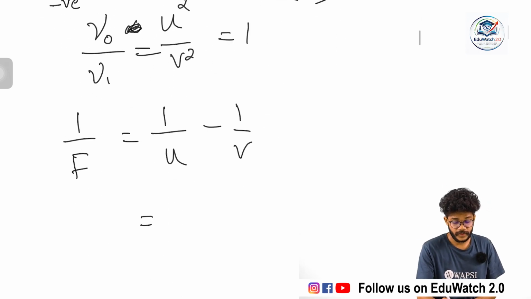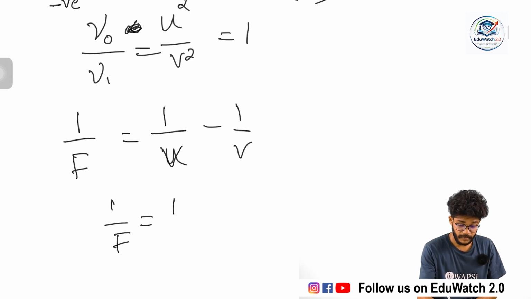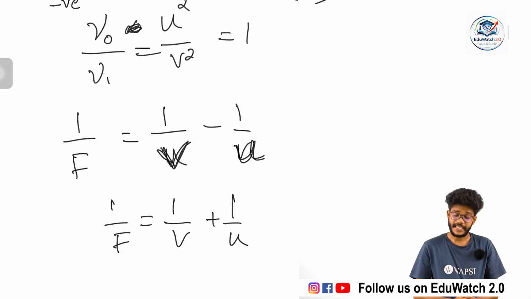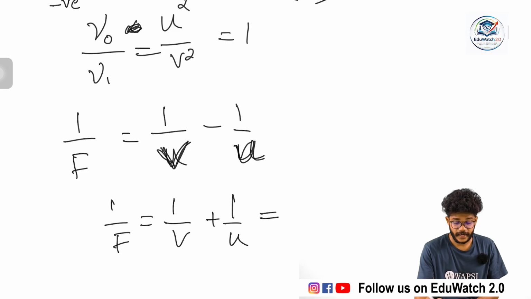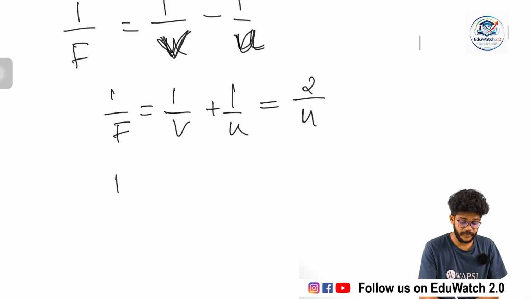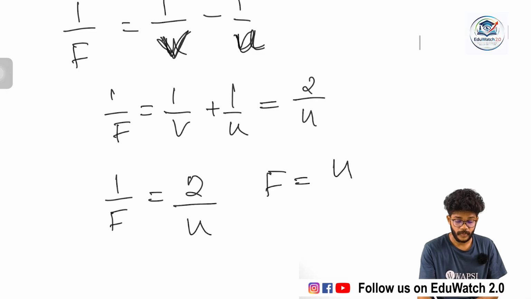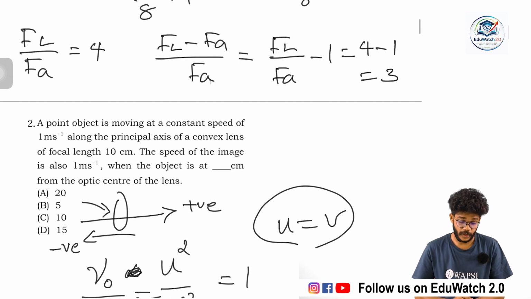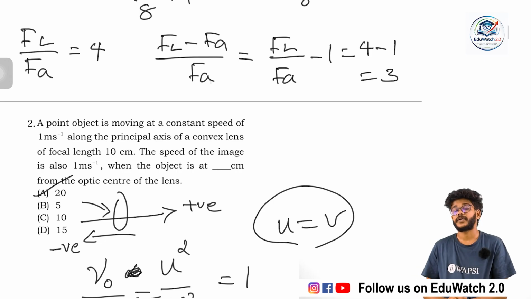So 1 by f is equal to 1 by v minus 1 by u, which becomes 1 by v plus 1 by u. Since v and u are the same, that gives 2 by u. So 1 by f is equal to 2 by u, so f is equal to u by 2. So u is equal to 2f, and f is 10 centimeters, so the total is 20 centimeters. Which option is correct? Option A is the correct one.